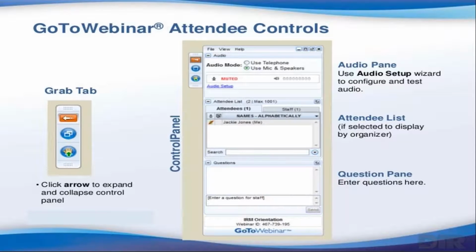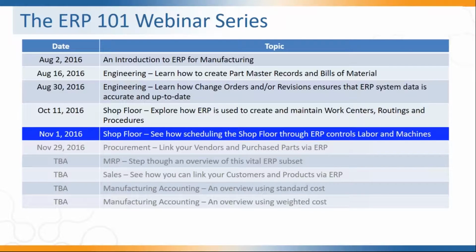Now we'll take a look at our upcoming schedule. Today we will be covering shop floor, see how scheduling the shop floor through ERP controls labor and machines. The next webinar in the ERP 101 webinar series by Rootstock Software is scheduled for November 29th and will cover the topic procurement. Link your vendors and purchase parts via ERP. Future webinar dates are to be announced.